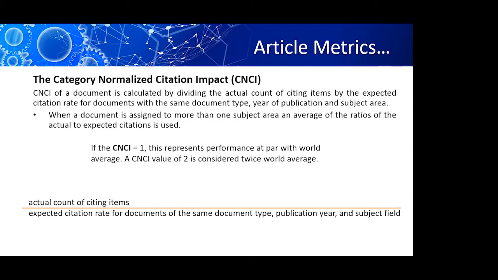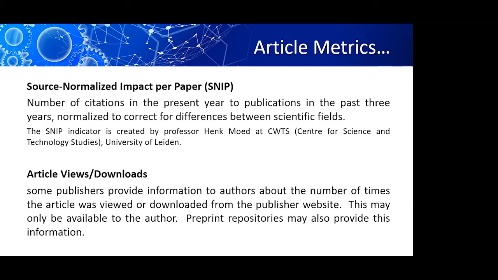The formula for calculating category normalized citation impact equals the actual count of citing items divided by the expected citation rate for documents of the same document type, publication year, and subject field. So the output will be the CNCI of the article in Web of Science and InCites. I'm moving to the next article metric, that is source normalized impact per paper. This I have already discussed in the journal metrics, therefore I'm going to skip this because I already explained.